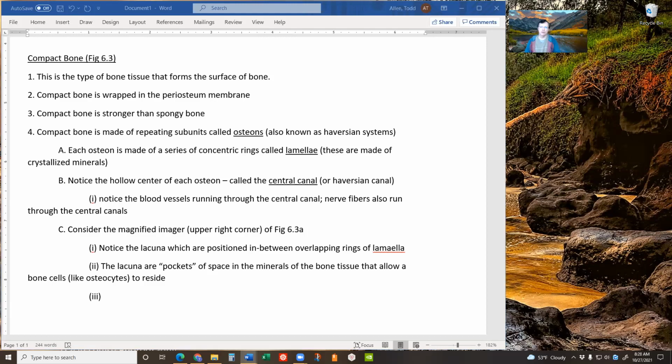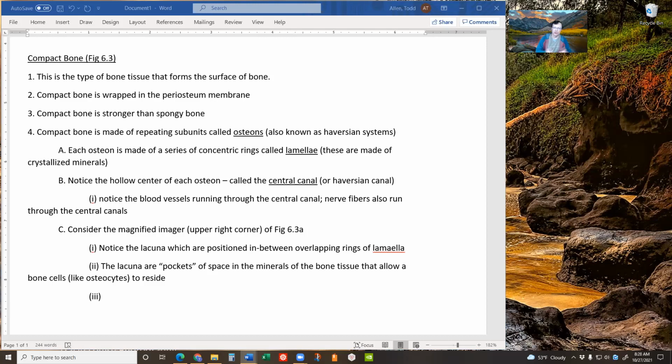Okay, have you been able to identify the lamella and lacunae in figure 6.3? Are you okay right now? Okay, all right, great. Please, please slow me down. Please ask questions if you're not able to locate these terms that I'm presenting to you, okay?